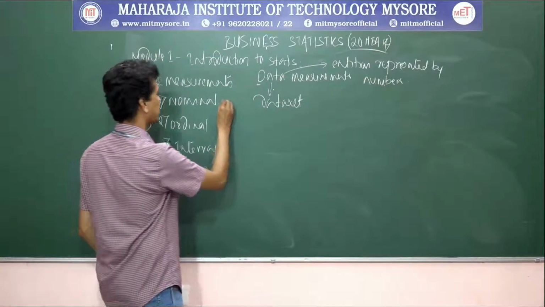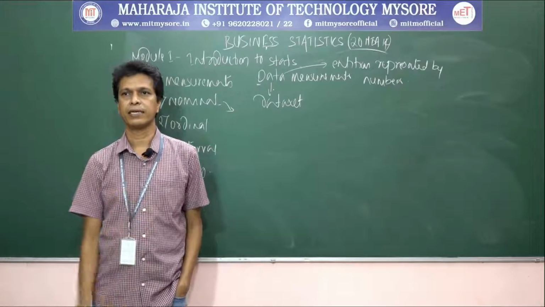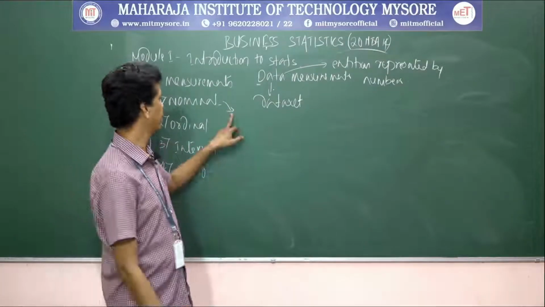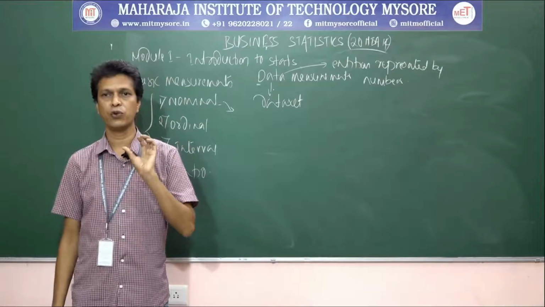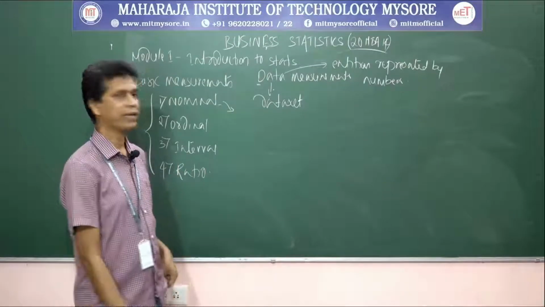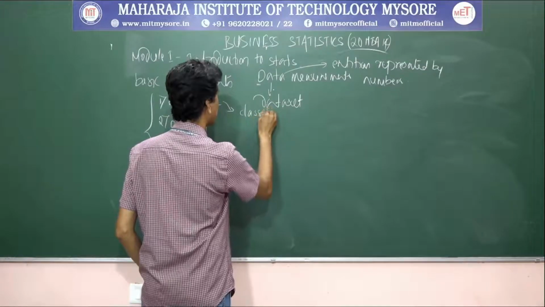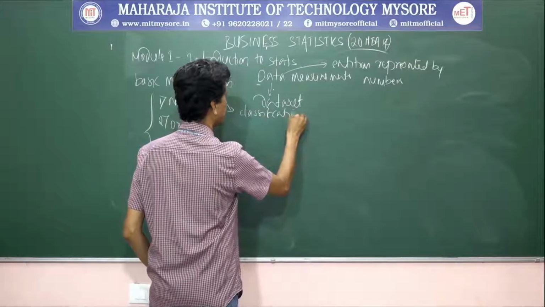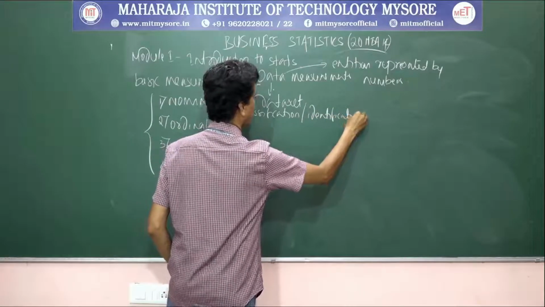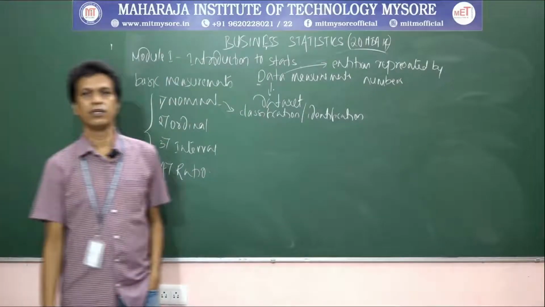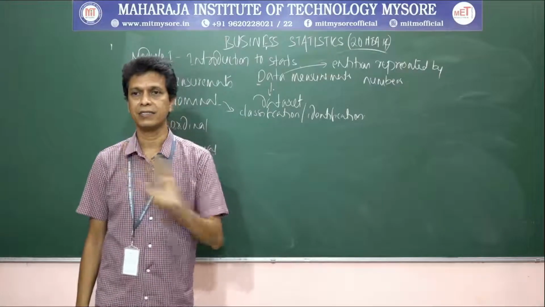Let us see what is the nominal level of measurement. Nominal scales represent the most elementary level of measurement. A nominal scale assigns a value to an object for identification and classification purposes only. So, no quantities are being represented. It is for identification purposes. It is not a quantity.